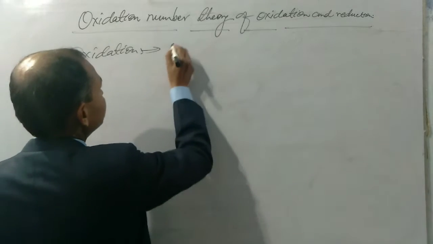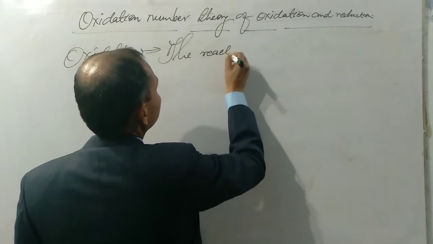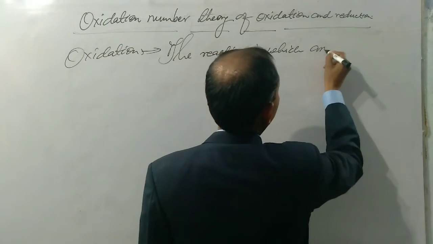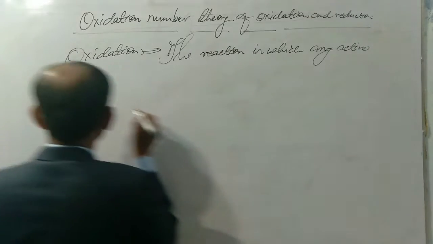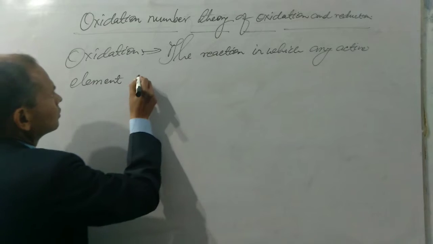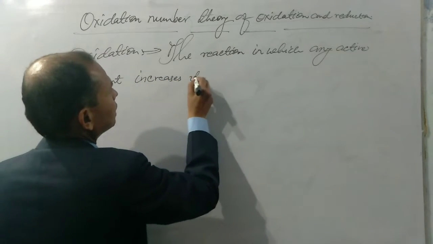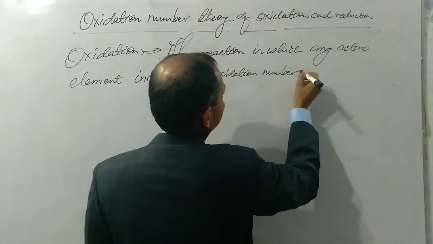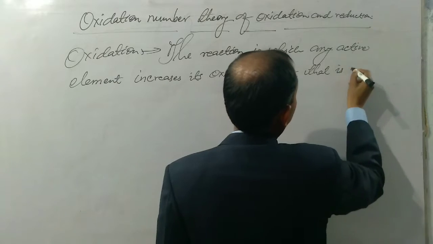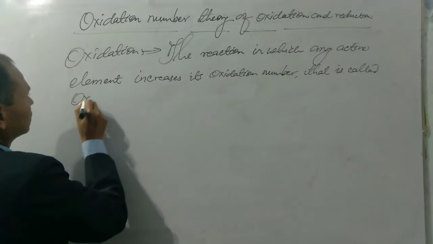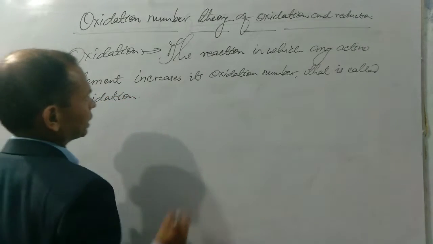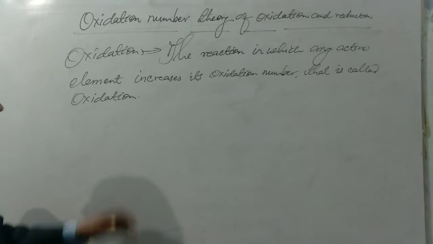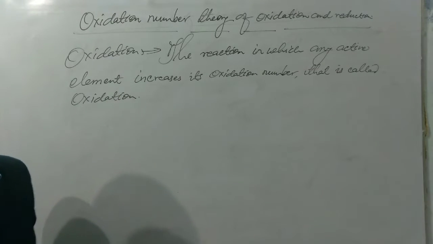Oxidation: the reaction in which any active element increases its oxidation number is called oxidation. This is the definition of oxidation on the basis of oxidation number theory. The chemical reaction in which any active element increases its oxidation number is called oxidation.